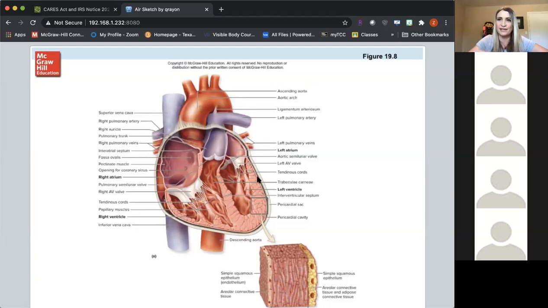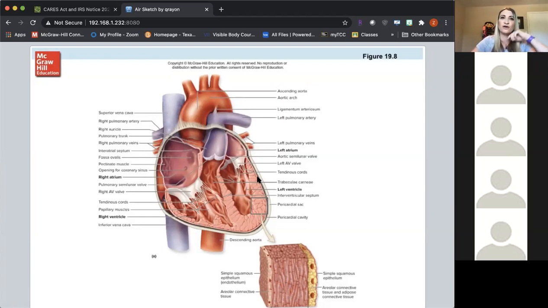You know, just practice labeling this, add labels, and then check yourself. That's important too. When you're labeling something, don't just write stuff on it and then let it be. Make sure that you double check with the textbook and see if you placed those labels correctly.